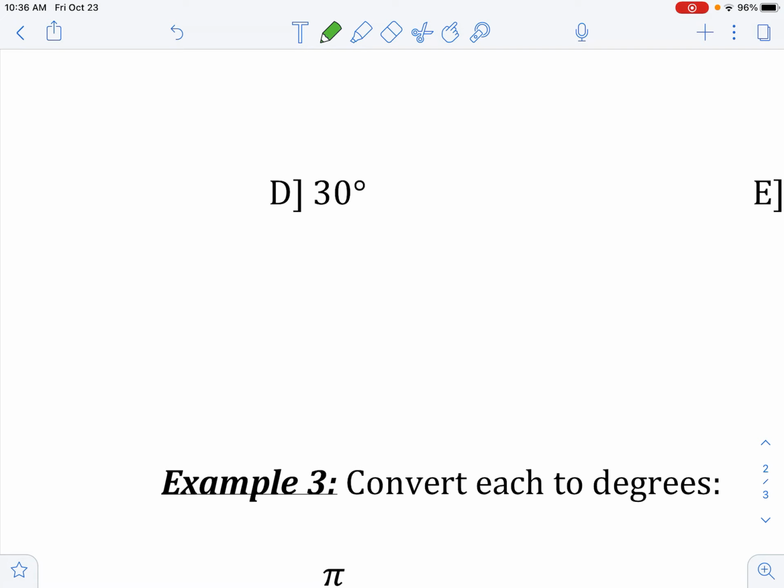30 degrees, you might be saying, I know what it is. Well, at some point, I want you to memorize this, but make sure that you know how to convert. That's the whole point of the practice. 30 goes into itself once, 30 goes in here 6 times. So it is pi over 6.